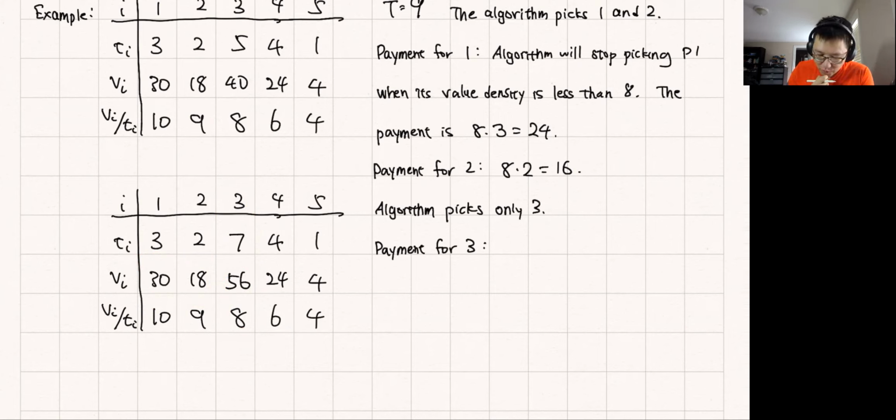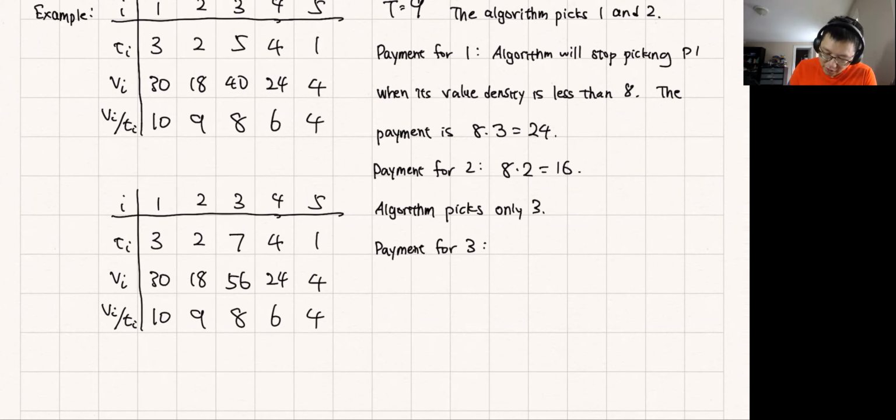When the value goes down to 48, what is the density? 48 divided by 7 is 6.8 something. So when this value goes down to 48, the algorithm will not pick number 3 anymore, because it's too large and the value is not enough. At that point, the density is 6.8, so it's still ranked number 3 in the ranking here.